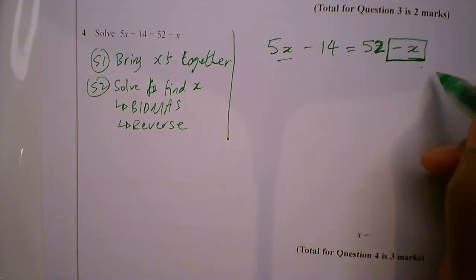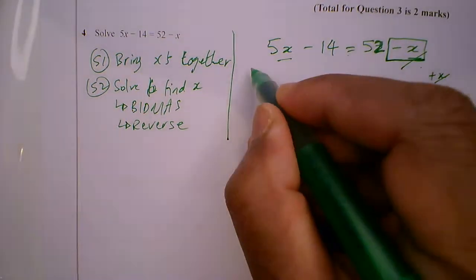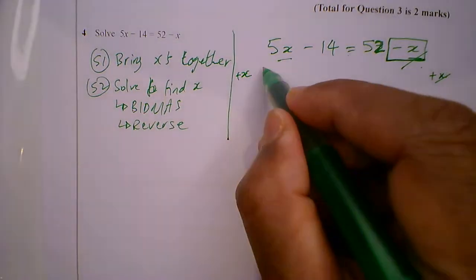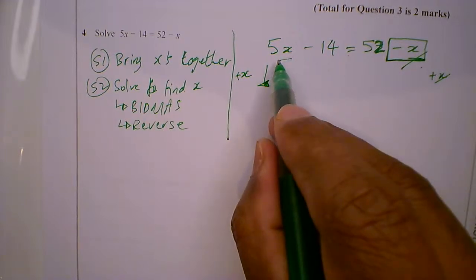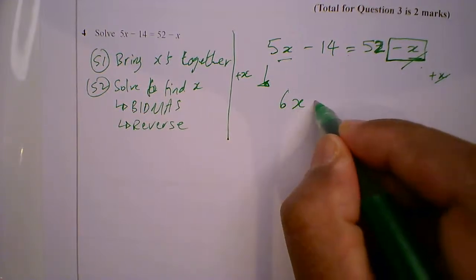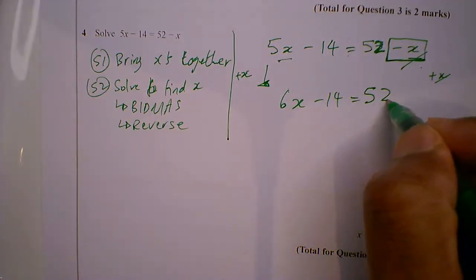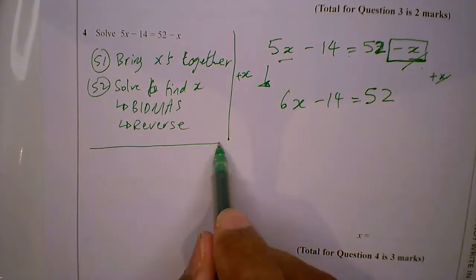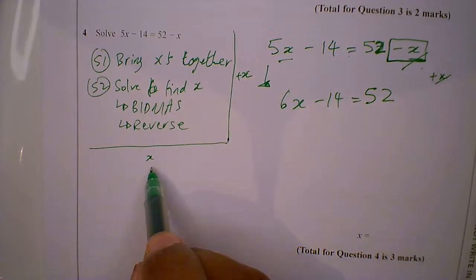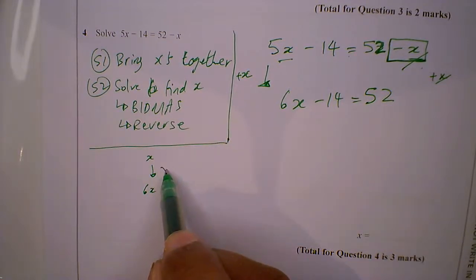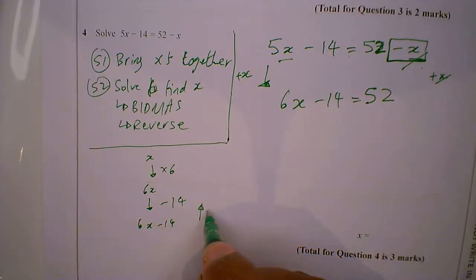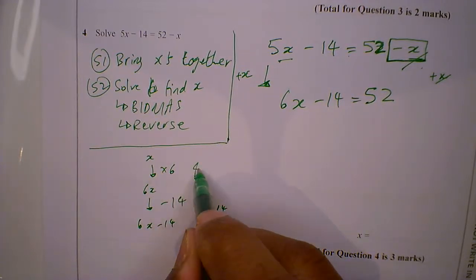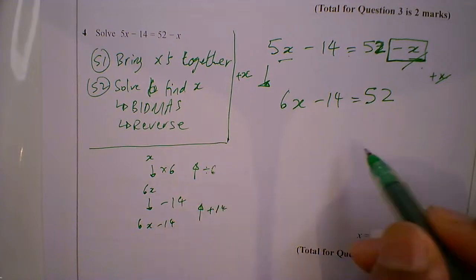What's the opposite of minus x? It's plus x. So this will disappear and I do plus x on this side as well. So 5x plus 1x gives me 6x. I'm giving away the answer there. All right, so that's now that. So if you remember, I'm doing BIDMAS in reverse. I'm starting with x. It becomes 6x, so we're timesing by 6. Then I've got taking away 14. 6x take away 14. So we're going backwards. We're going to be doing the opposite, which is plus 14. And then the opposite of times by 6 is going to be divide by 6.